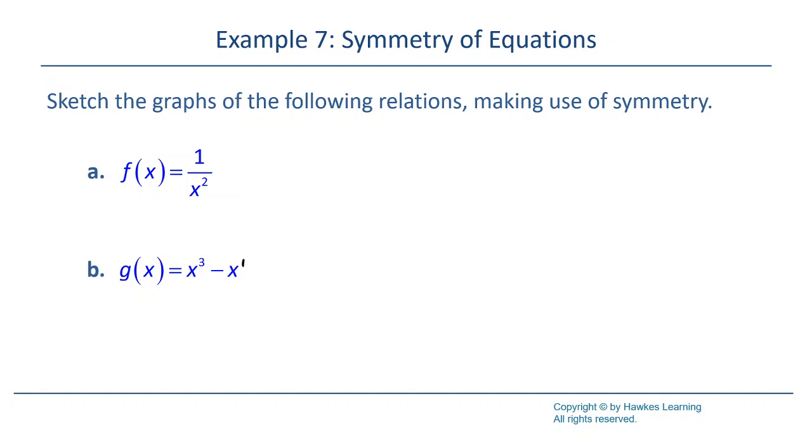The way that you go about testing these is simple. You plug in -x for x, and if the function does not change, then it's even. If you plug in -x for everything, and in the end you're able to factor out a negative and have the original equation, that's odd. And I'll show you that one for part B. Spoiler alert.